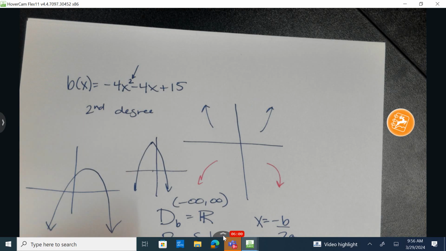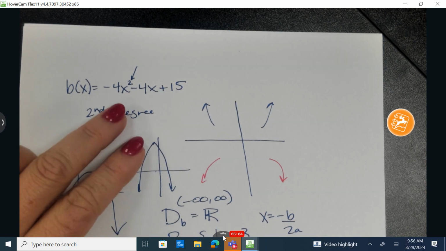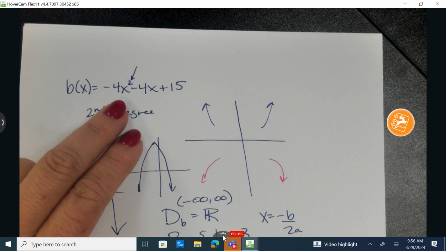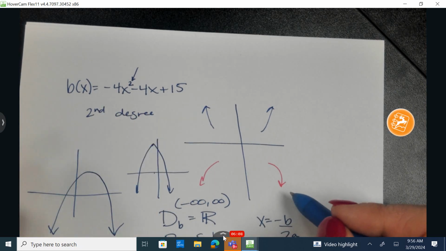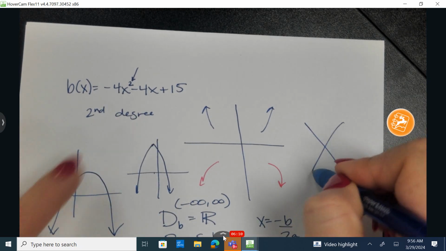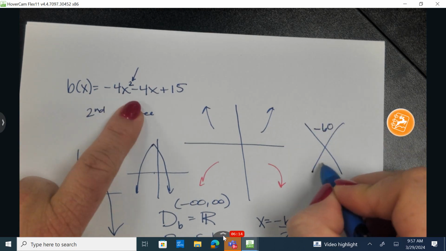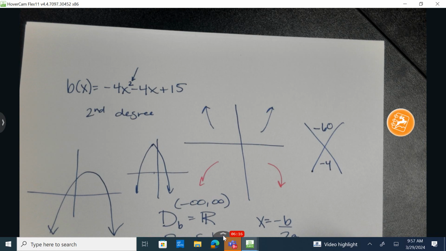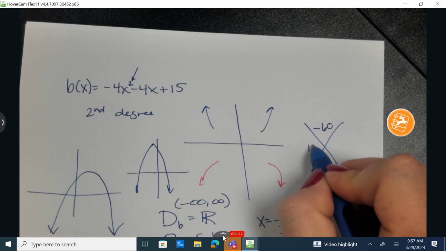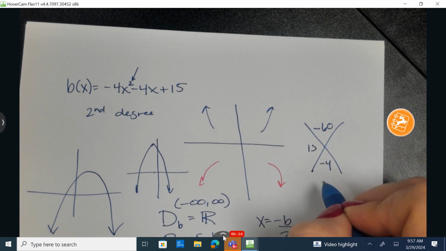Let's see if this is factorable. If I can't factor this quadratic function, then I'll use the quadratic formula to solve it. Okay, 15 times negative 4 is negative 60. I'm looking for two numbers where the difference is going to be negative 4, but they multiply to give us a negative 60. I think that's not going to work.